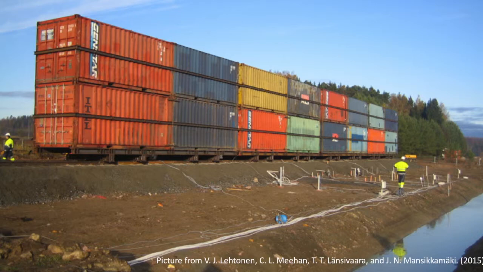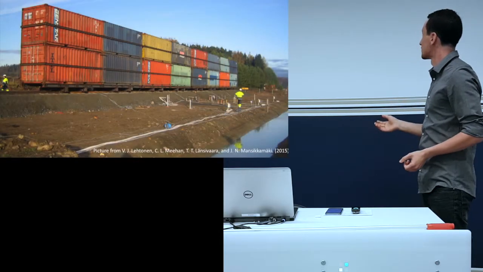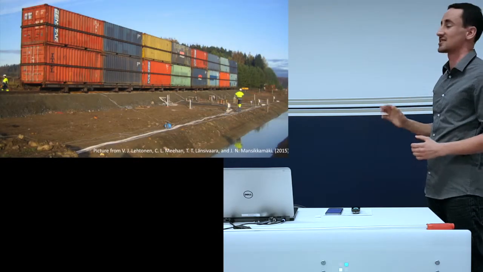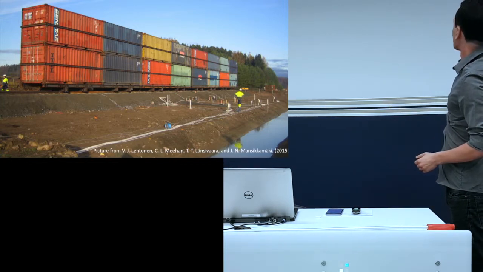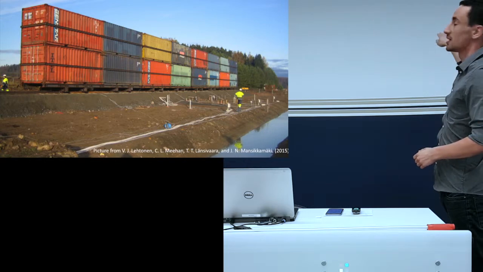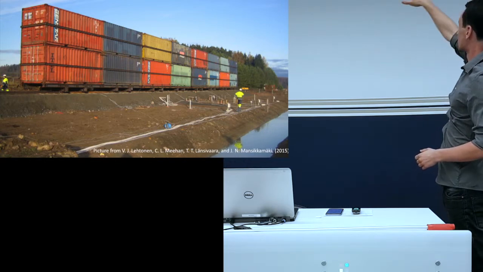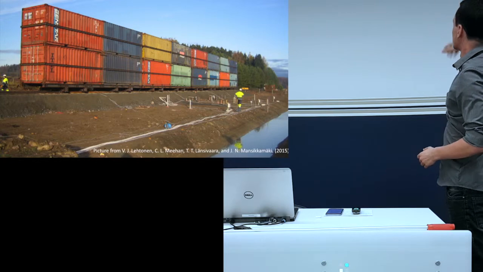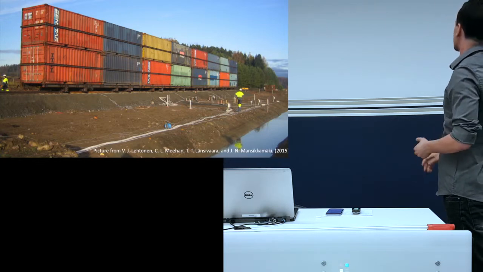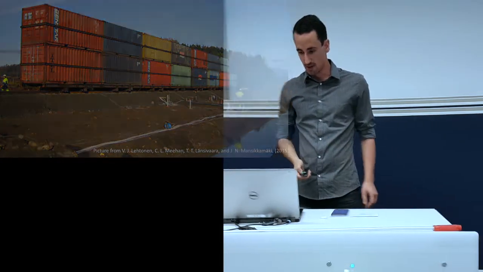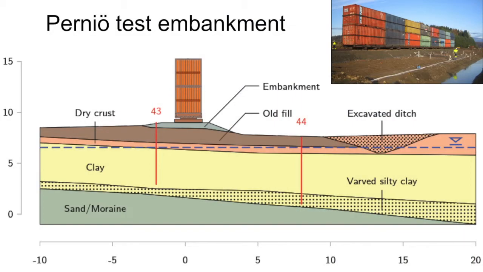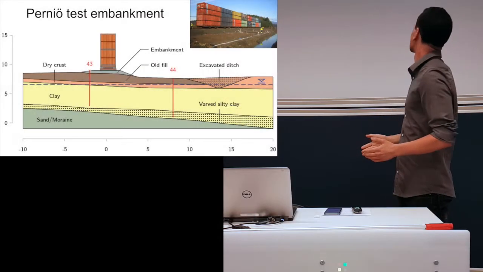So I have studied the site which is called Perniö test site, or test embankment in Finland, and it looks like this. Basically there are containers which have been filled with sand until the embankment failed. On the right you can see there's an excavated ditch to steer the failure direction, and in between the ditch and the embankment there are monitors. There are inclinometers and basimeters and all sorts of instrumentation to document the failure. I have studied the cross-section in between, in the center of the embankment.